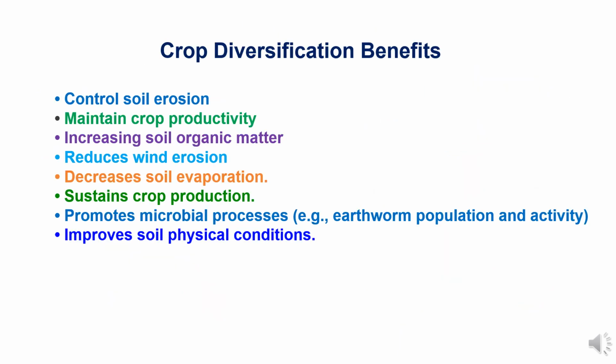Crop diversification benefits can be defined as it playing an important role in controlling soil erosion, maintaining crop productivity, increasing soil organic matter by incorporation of different crops. It reduces the wind erosion, decreases soil evaporation, sustains crop production, promotes microbial processes like growing earthworm population and microbial activities in the soil, and improves the soil physical conditions.